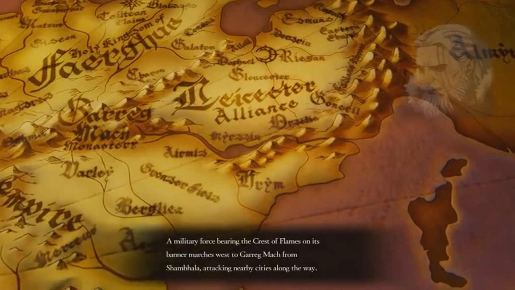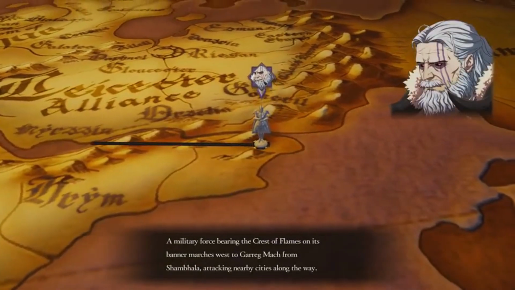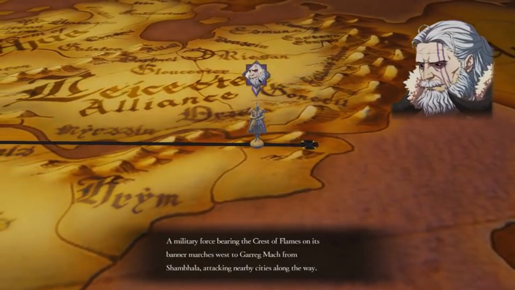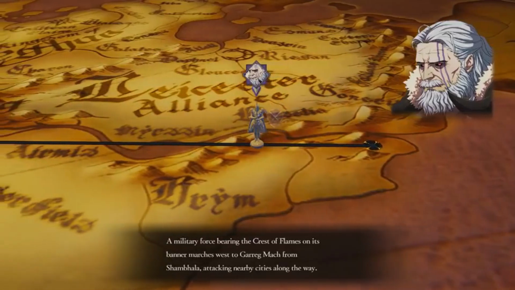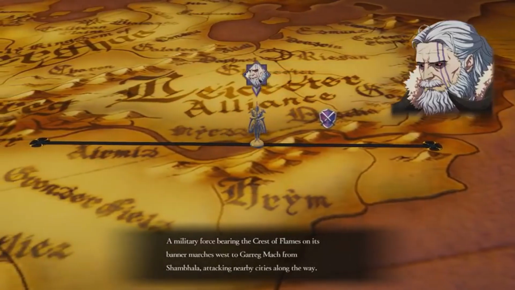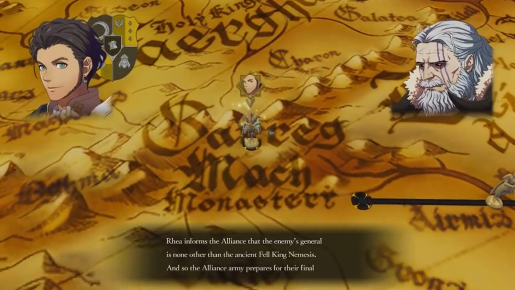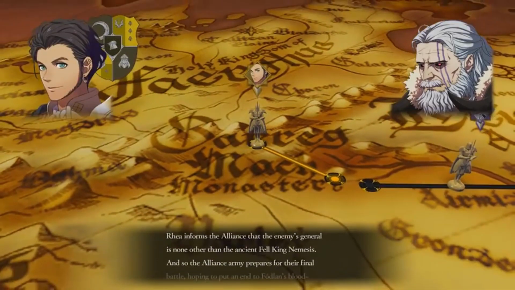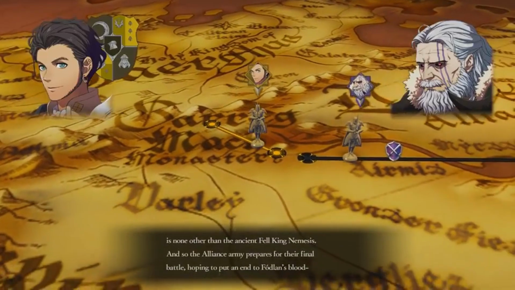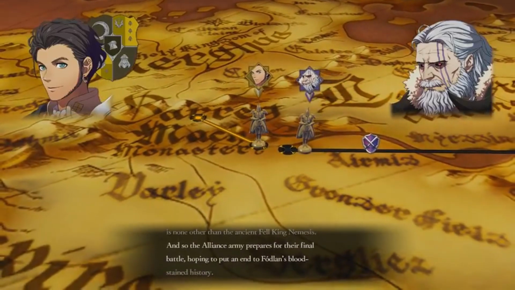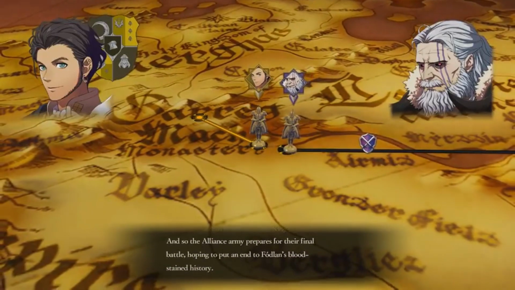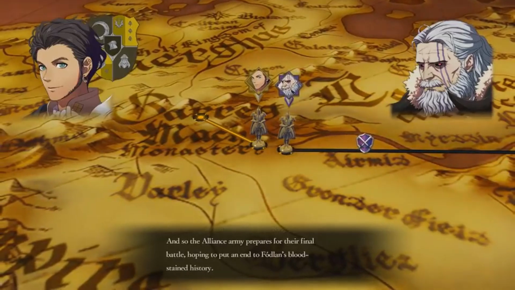A military force bearing the crest of flames on its banner marches west to Garrigmach from Shambhala, attacking nearby cities along the way. Rhea informs the Alliance that the enemy's general is none other than the ancient Fell King Nemesis. And so the Alliance army prepares for their final battle, hoping to put an end to Fodlan's blood-stained history.